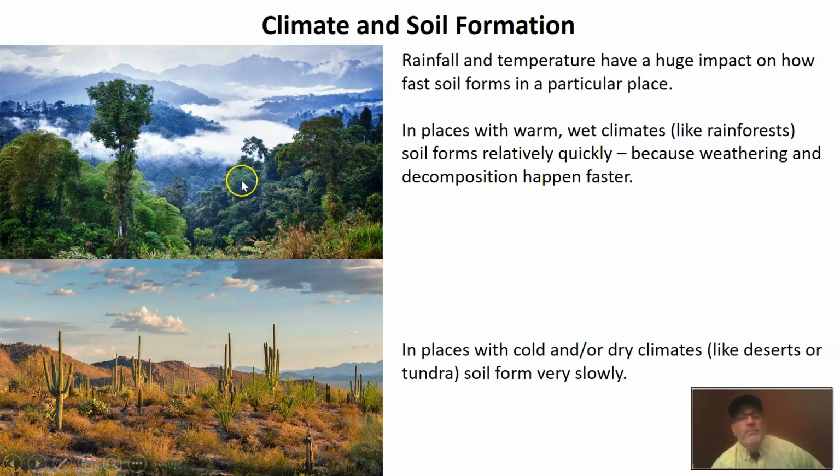So rainforests, because they are warm and have a lot of water, we're going to find that soil forms very quickly there, whereas tundra and deserts, places that are dry or cold, the soil is going to form very, very slowly there.